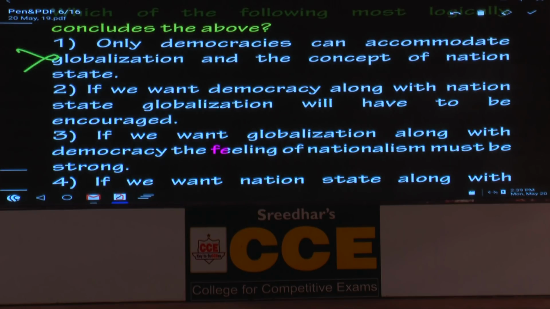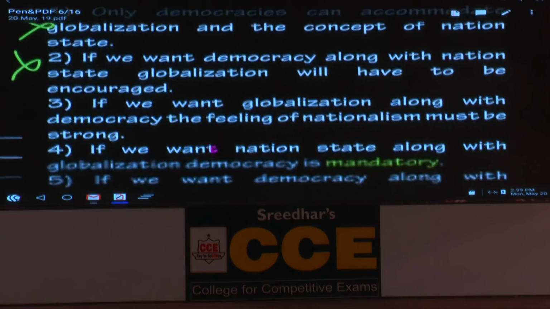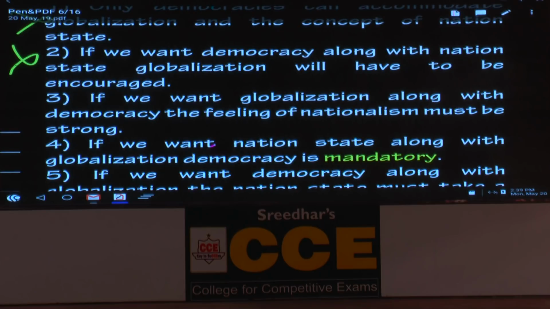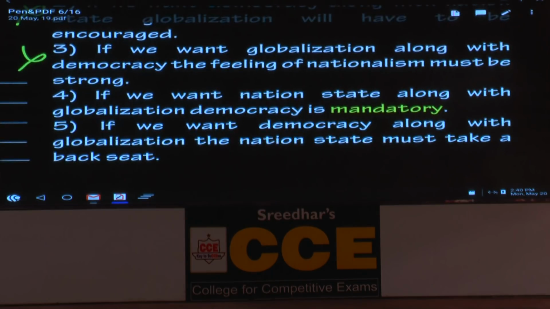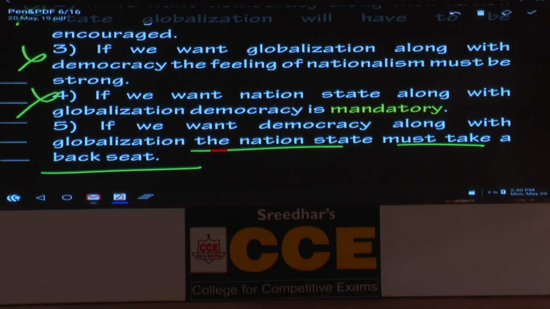If we want democracy along with nation state, globalization will have to be encouraged. This also goes against that concept of incompatibility. Only two things are possible. If we want globalization along with democracy, the feeling of nationalism must be strong. This also talks about three things, not correct? What is the fourth option? If we want nation state along with globalization, democracy is mandatory. This talks about two or three. Three, mark it wrong. If we want democracy along with globalization, the nation state must take a back seat. Means should not be considered.